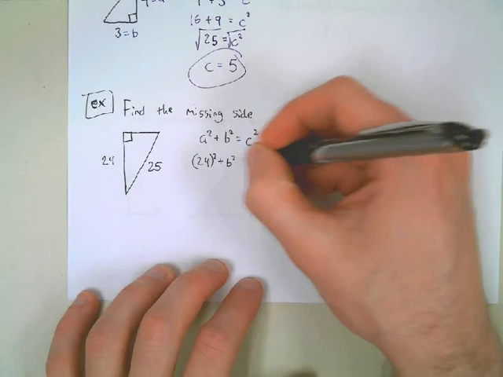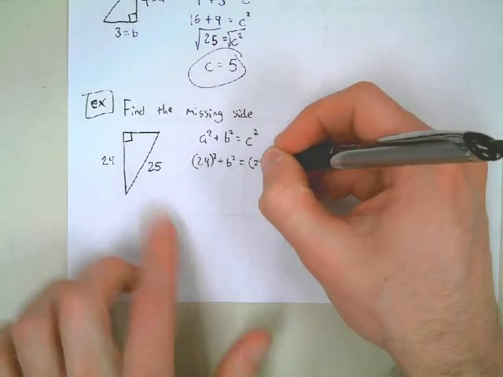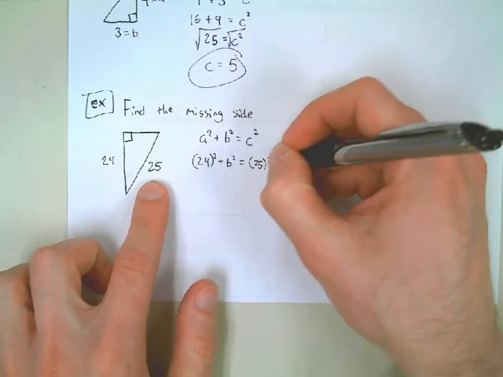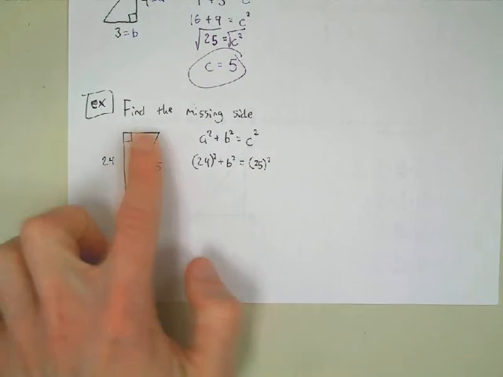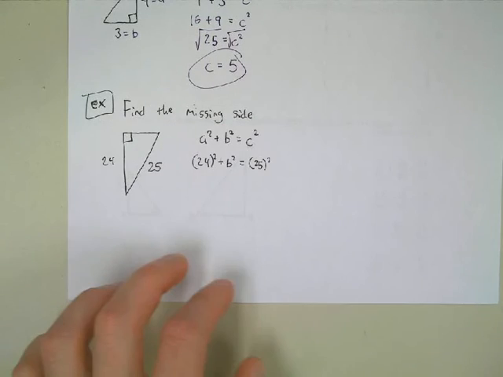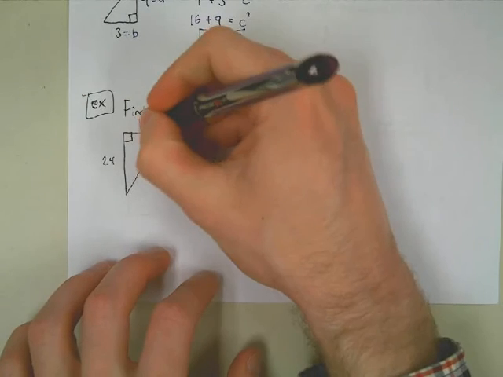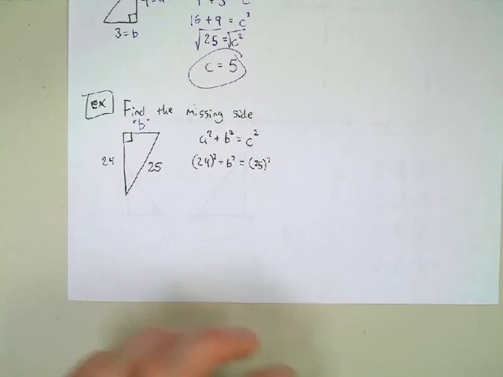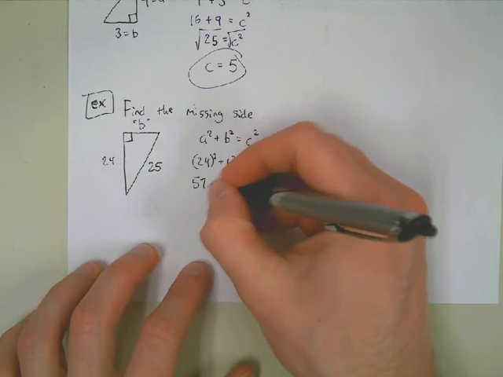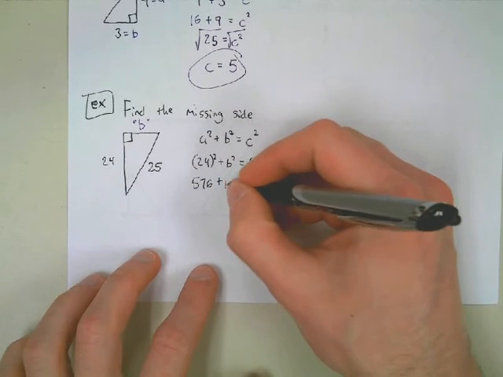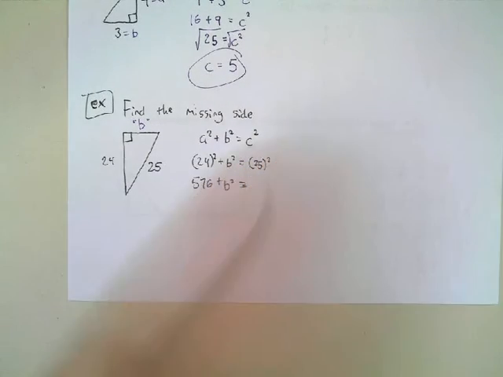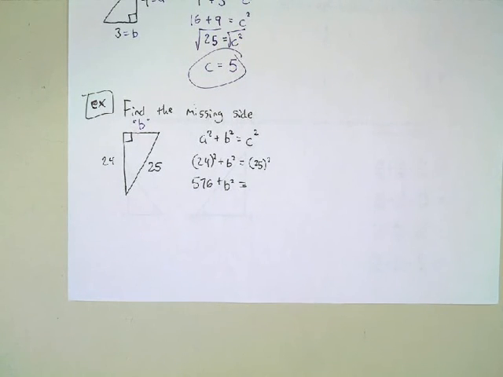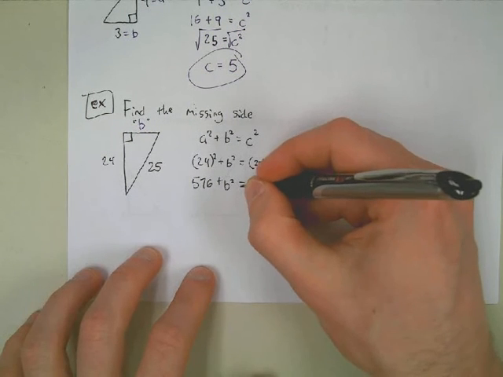It's opposite the right angle, so that always goes in for C squared. And so then we're missing one of our other legs. We'll call that one B. Okay? Now, 24 squared, I don't have that perfect square up there, but I think it's 576. Thank you. Plus b squared. And then 25 squared is 625, I think. Yep. Okay, so we square those quantities.